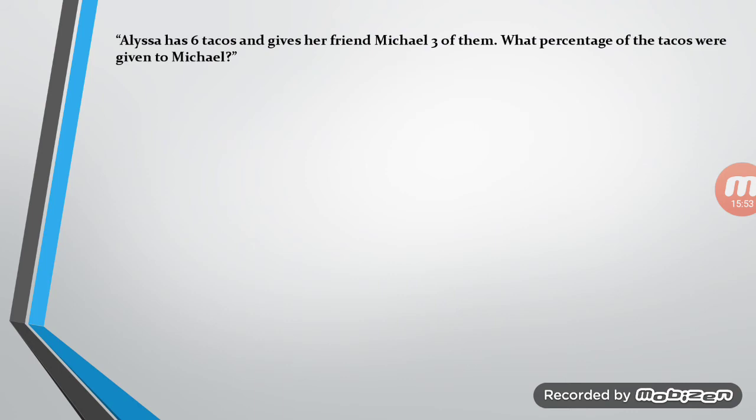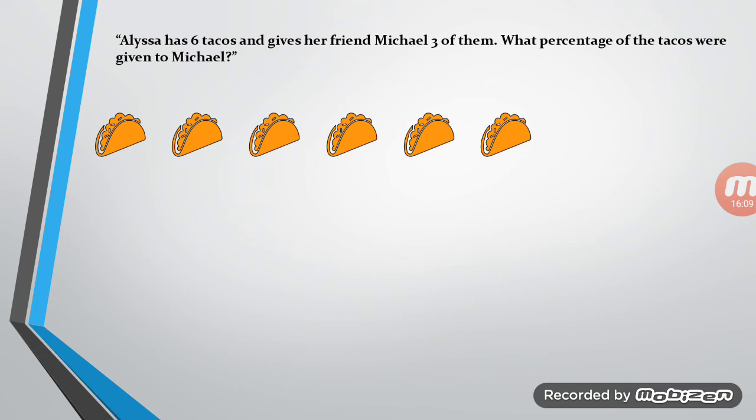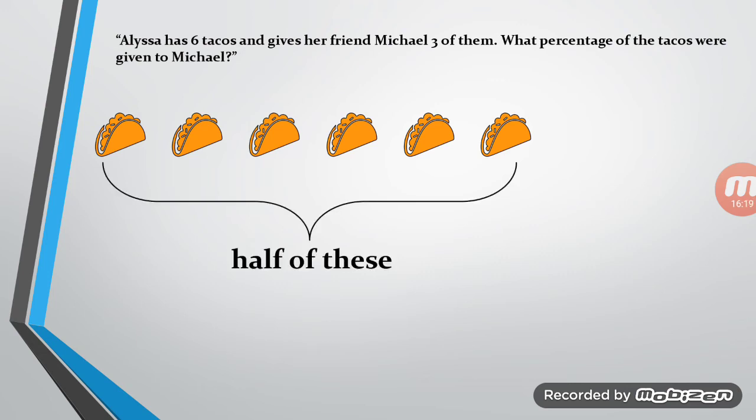Now, number 5 is more of a word problem than the one stated previously. Here we see the prompt. Alyssa has 6 tacos and gives her friend Michael 3 of them. What percentage of the tacos were given to Michael? So we have our numbers, we have our names, and we have our given number. So we have 6 tacos total, Alyssa's tacos. She gives 3 of them to Michael.